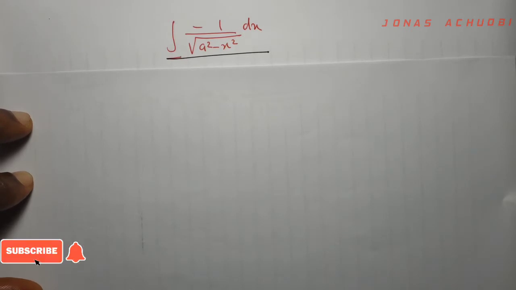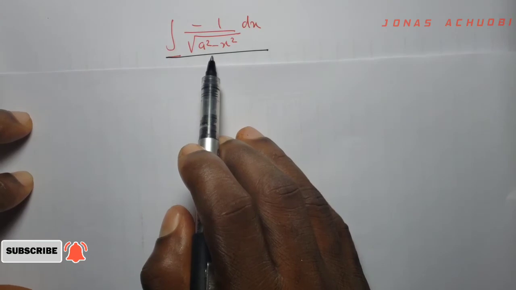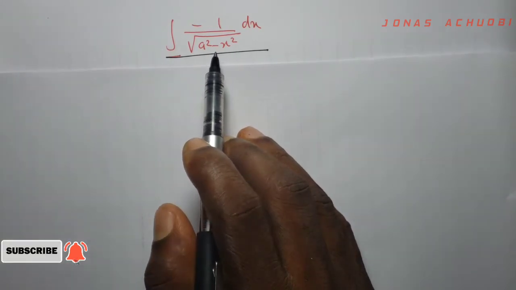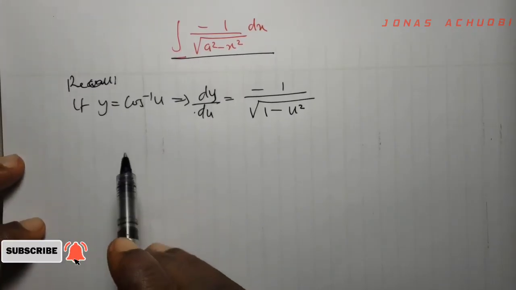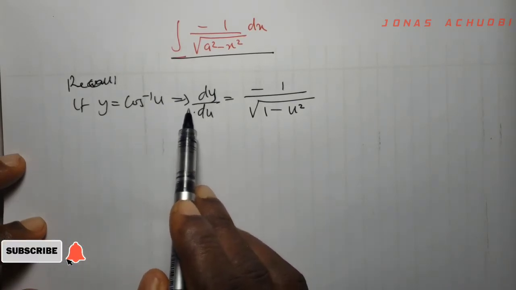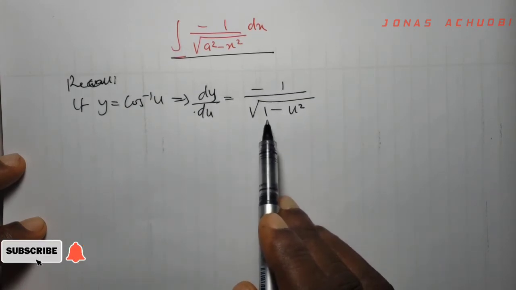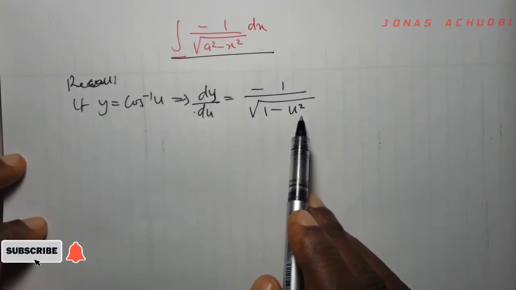Today we shall be looking at the integral of -1 over the square root of a squared minus x squared with respect to x. We should recall that if y is equal to the cos inverse of u, then dy over du gives us what? -1 over the square root of 1 minus u squared.